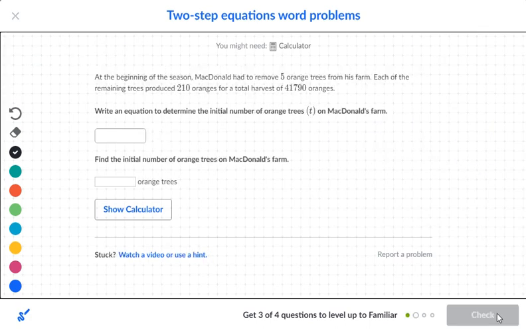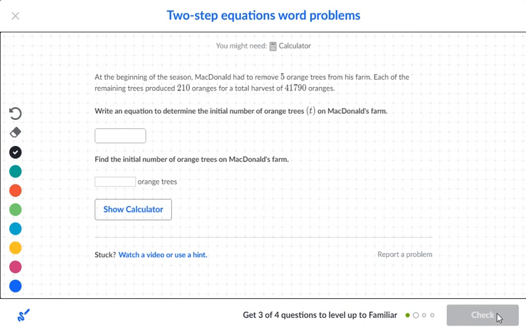Okay, we go on to the next one. Now the next one you have deals with, let's see, at the beginning of the season, McDonald had removed 5 orange trees from his farm. Each of the remaining trees produced 210 oranges for a total harvest of 41,790 oranges. What you want to do is write an equation to determine the initial number of orange trees on McDonald's farm.